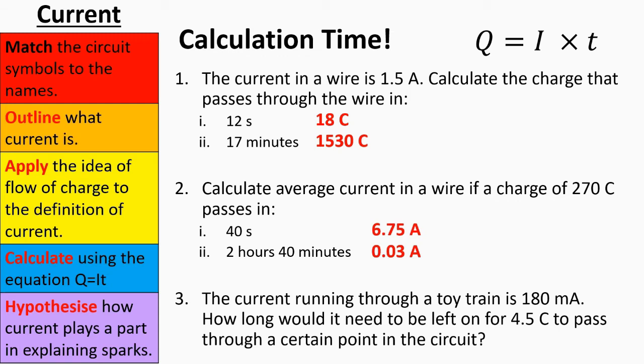The current running through a toy train is 180 milliamps. How long would it need to be left on for 4.5 coulombs to pass through a certain point in the circuit? Here it would take 25 seconds for that to happen.